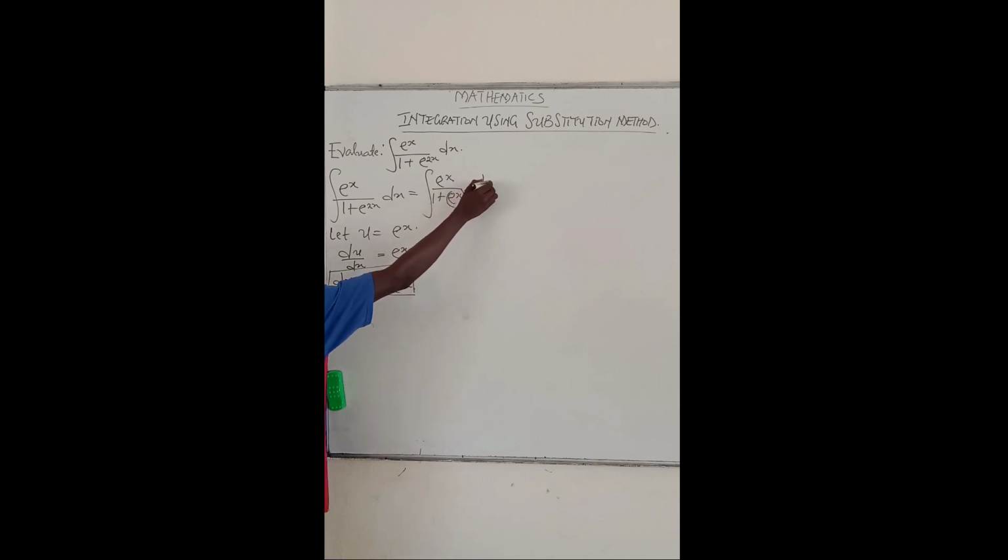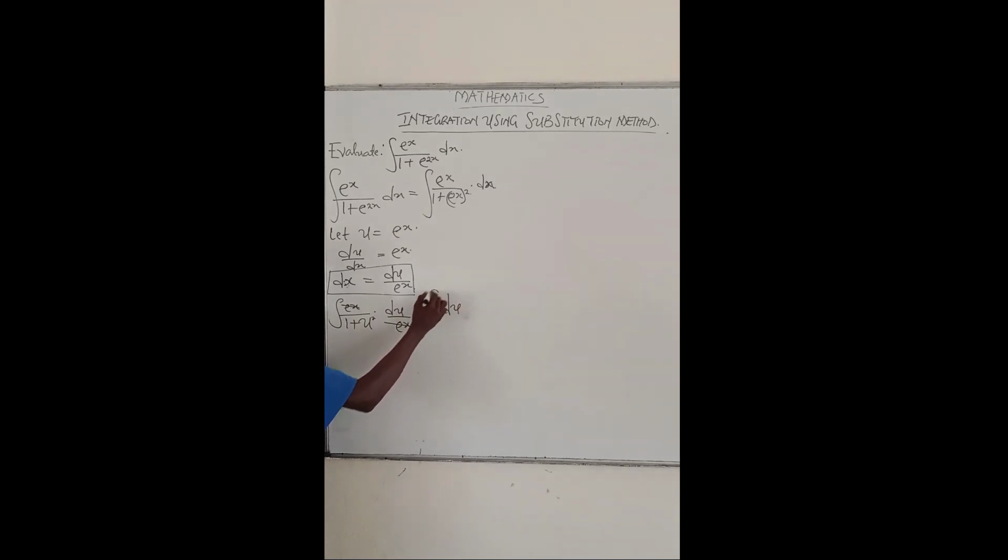Now once you make dx the subject of formula, you can come back to this question. It is going to be equal to exponential x over 1 plus u squared, multiplied by dx, which is du over exponential x. So exponential x eliminates exponential x. So what are you having? You are having the integral of du over 1 plus u squared.